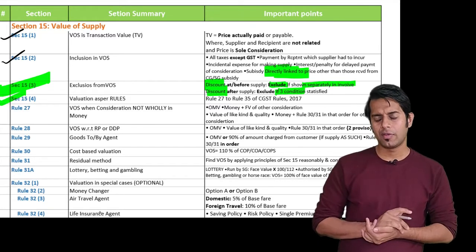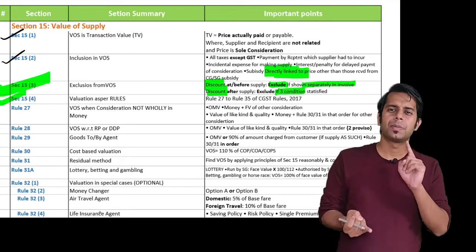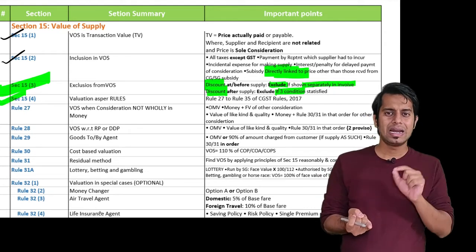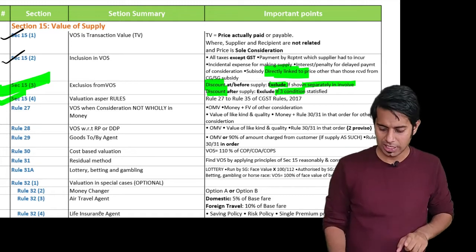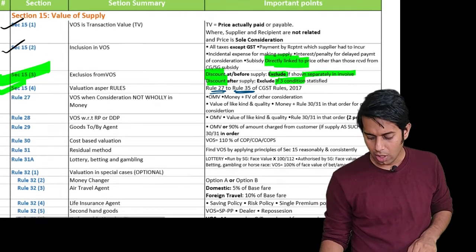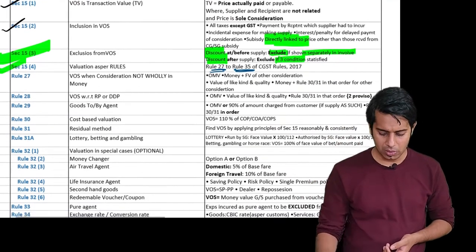Now, when will I not be able to determine the value of supply as per section 15? I will not be able to determine the value of supply as per section 15 if the supplier and recipient are related and if the price is not the sole consideration. So rule 27 to rule 35 of the CGST Rules 2017 talk about the rules of valuation. They deal with the rules of valuation.